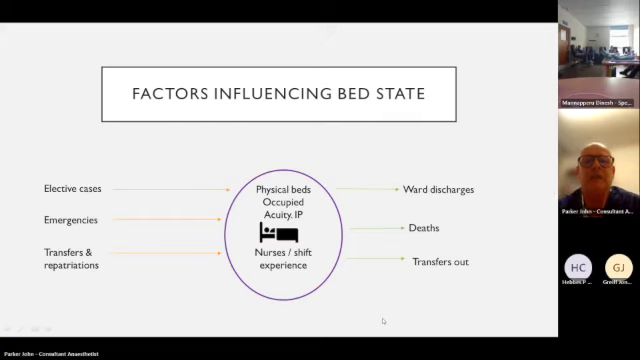25%. Oh, there's a hand up. Oh, it's down. Yeah, okay, up or down. So we've got one hand up. Okay, so that's a 1 in 4 chance of there not being an emergency bed.